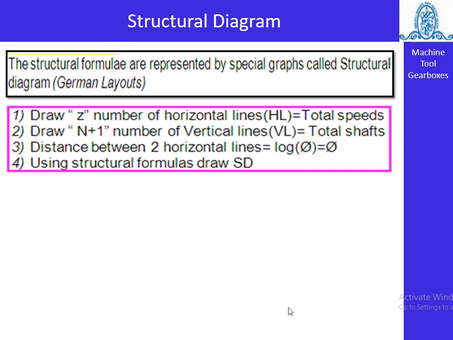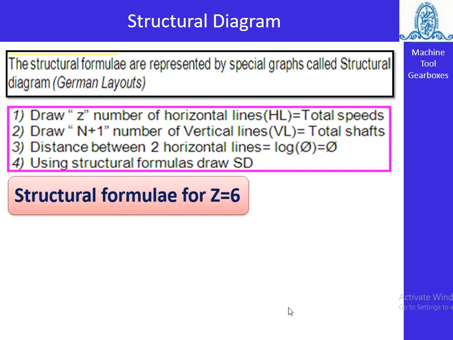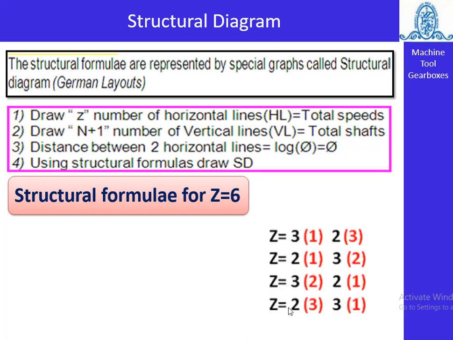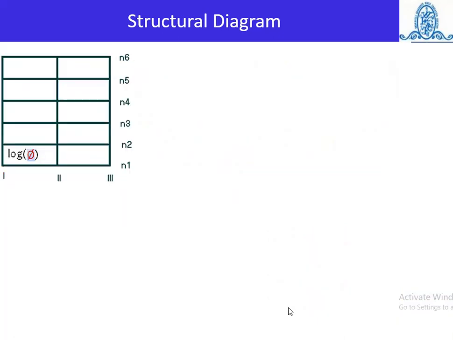From any one of the structural formulas we have seen in the earlier slide, we need to draw the structural diagram. So the structural formula for z is equal to 6. These are the structural formulas we got in the previous slide, again I repeat, and we need to draw a structural diagram. As I told you in the previous slide, there are 6 horizontal lines. So we count n1, n2, n3, n4, n5, n6. So 6 horizontal lines are involved and 3 vertical lines are involved, 1, 2 and 3. So n plus 1 vertical lines.